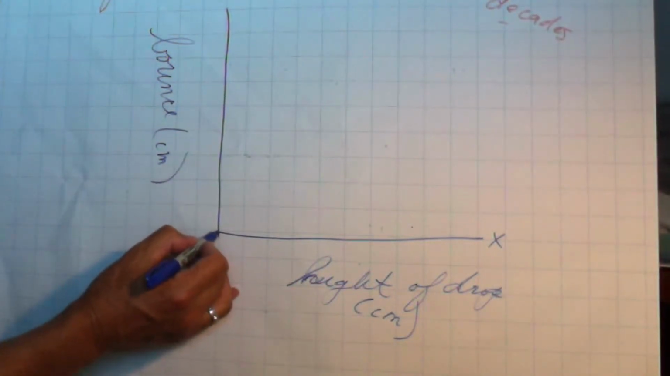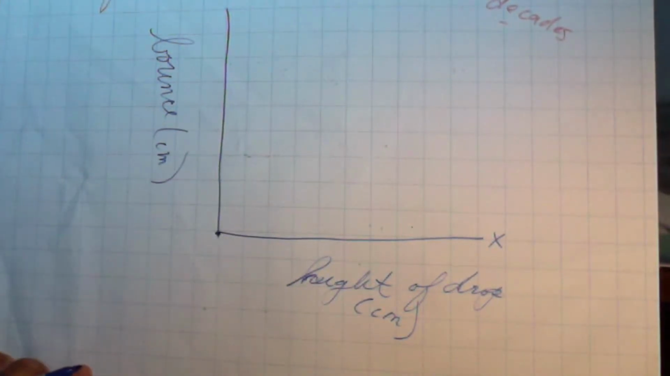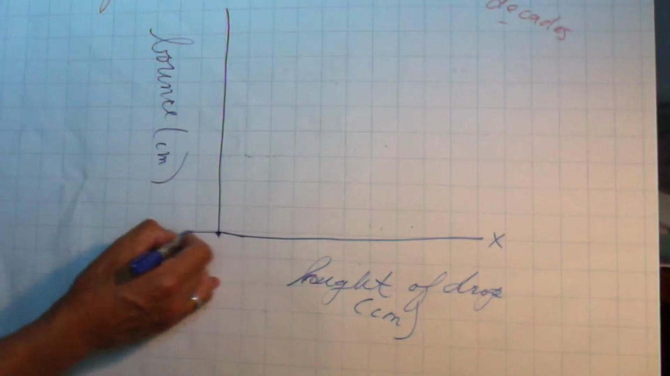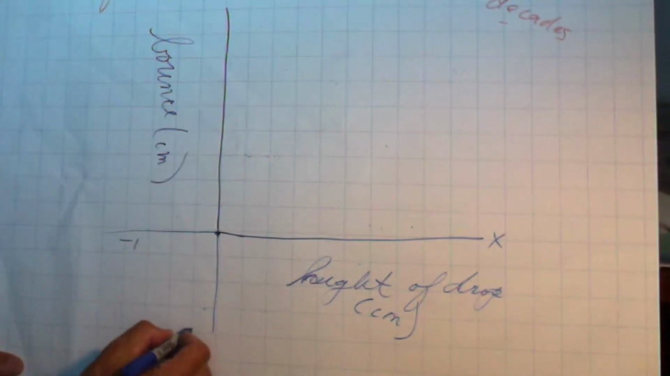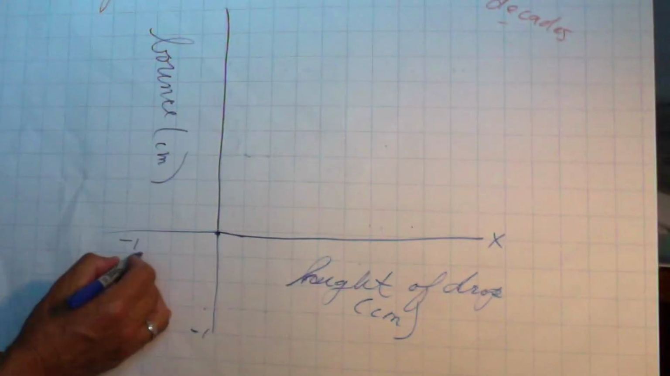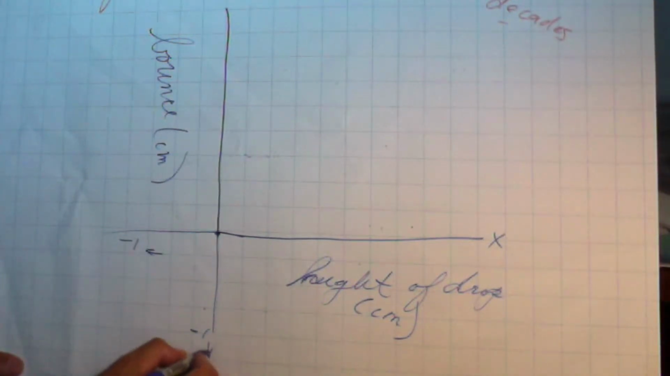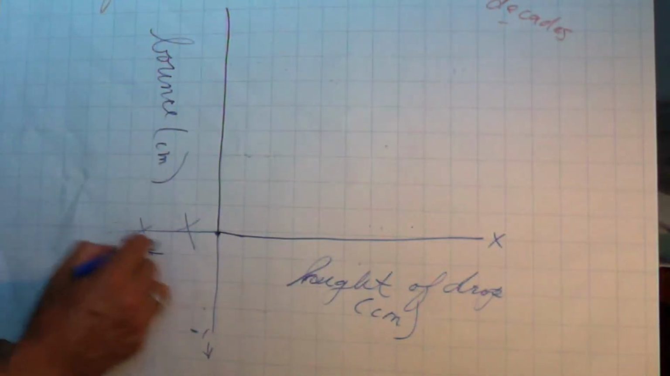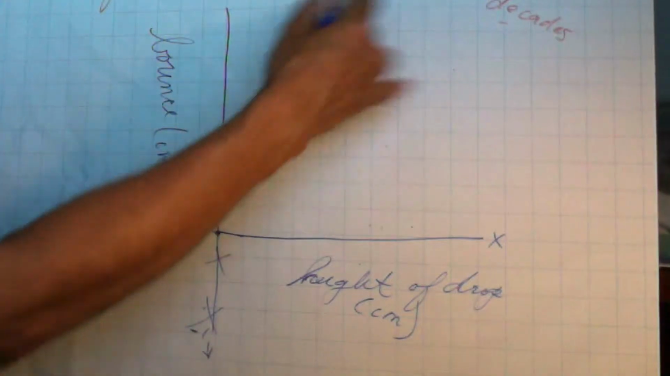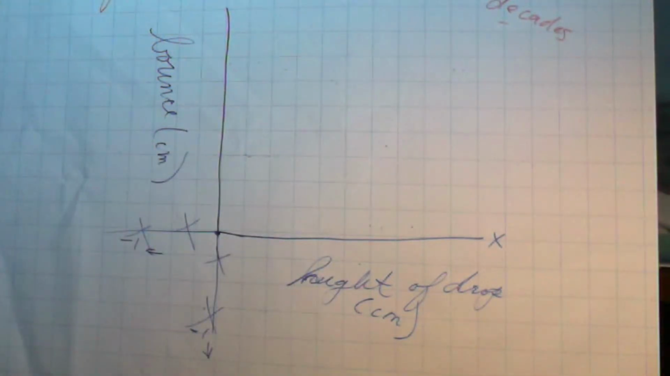We know that this point right here is the 0, 0 point. Graphs actually continue both directions. This becomes negative numbers here. These become negative numbers down here. But we can't drop a ball from a negative height, and it can't bounce to a negative height, so we ignore this part of the graph. So we only have this quadrant of the graph that we're working on.